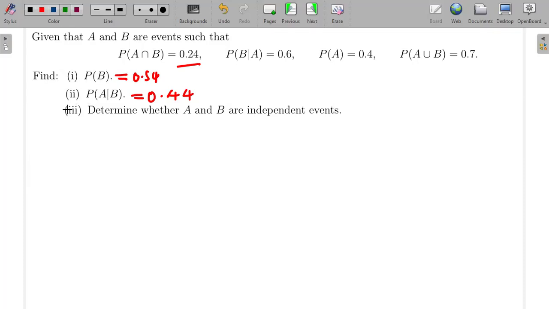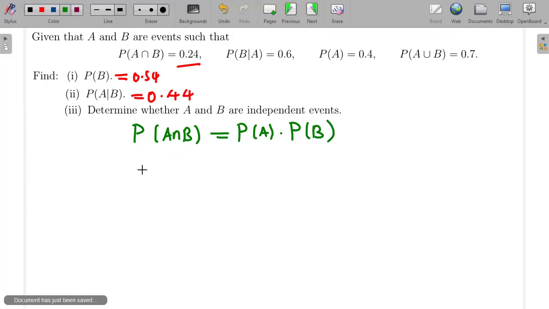The third one says determine whether events A and B are independent. If events A and B are independent, then we expect that the probability of A intersection B should be equal to the probability of A multiplied by the probability of B.